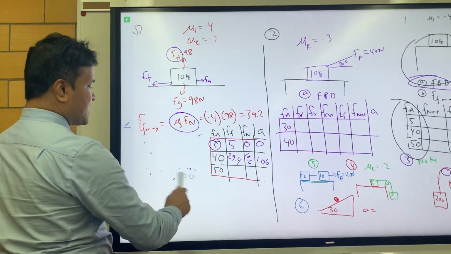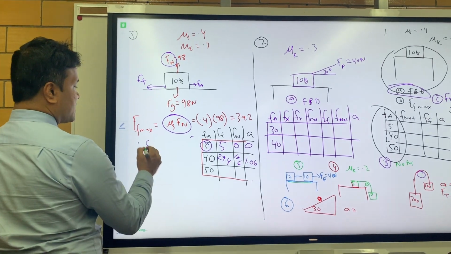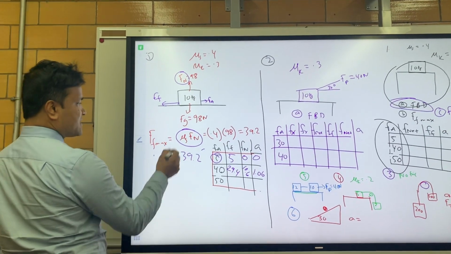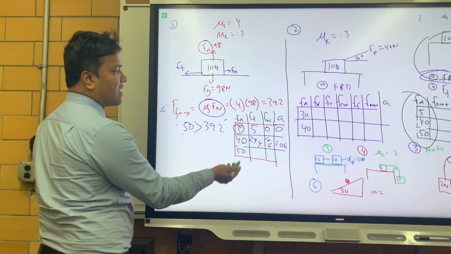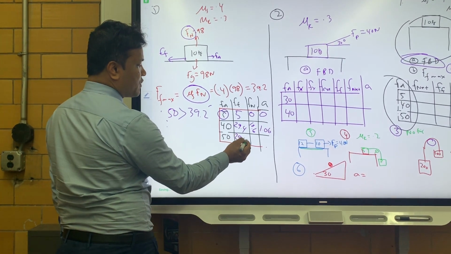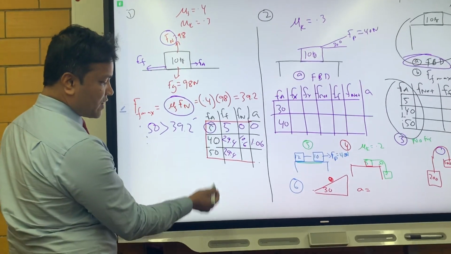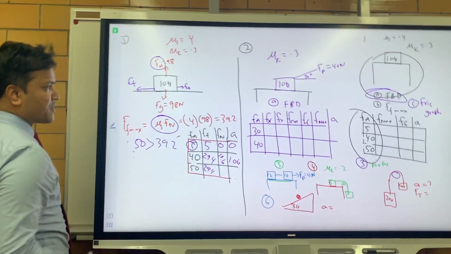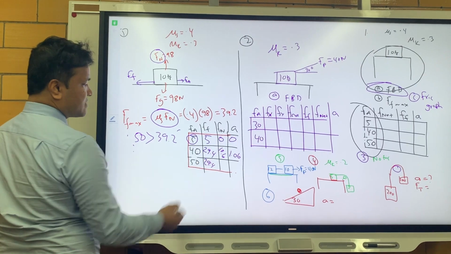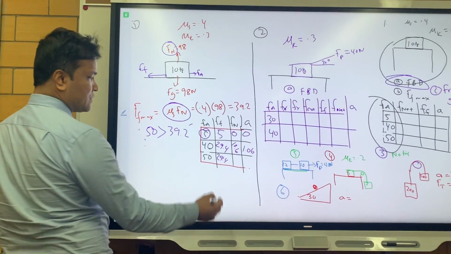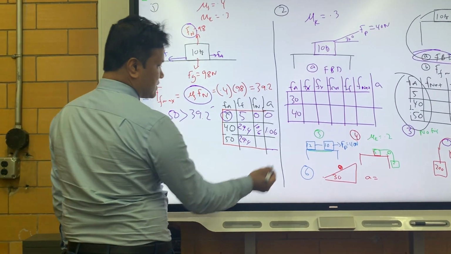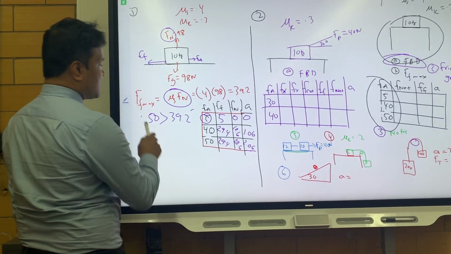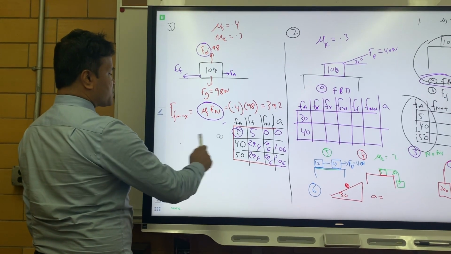Okay, now let's do 50. As you see, 50 is greater than 39.2. So we must not use this formula, the other formula. In fact, force of friction will be the same, 29.4. If I have 60, 29.4. If I have 1000, 29.4. Force of friction doesn't change, which I will use the friction graph to show you. F net, 50 minus 29.4. 20.6 and acceleration 2.06.